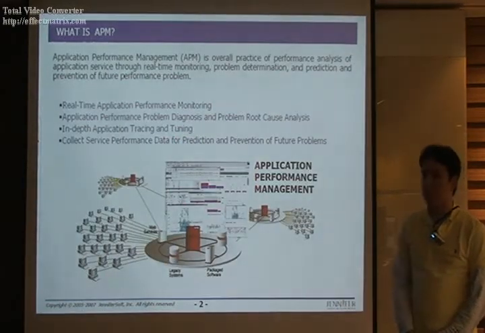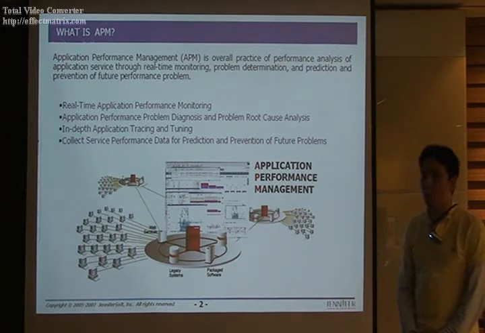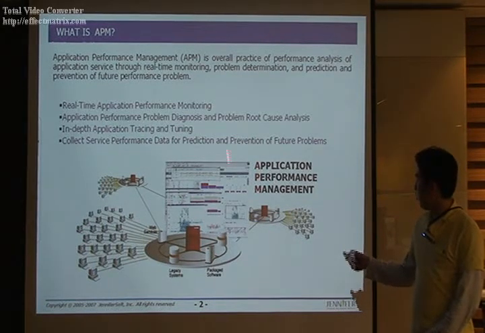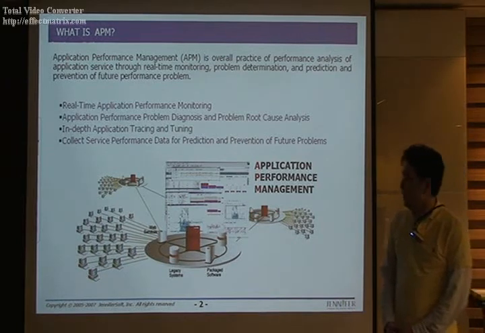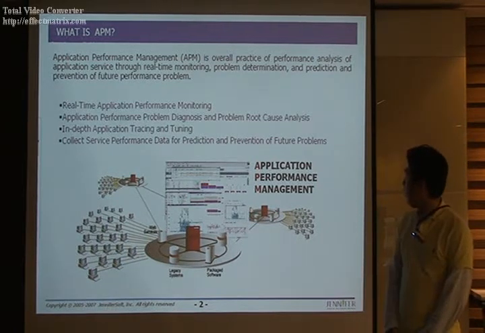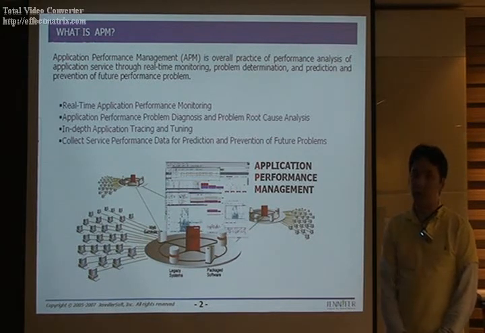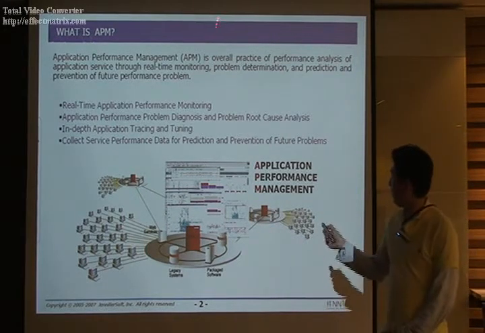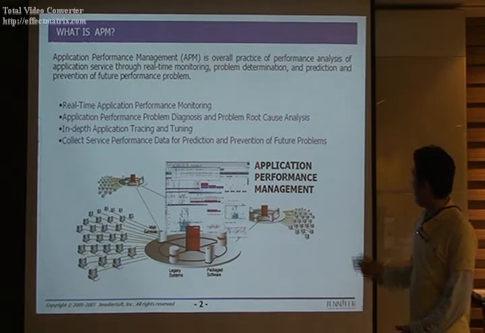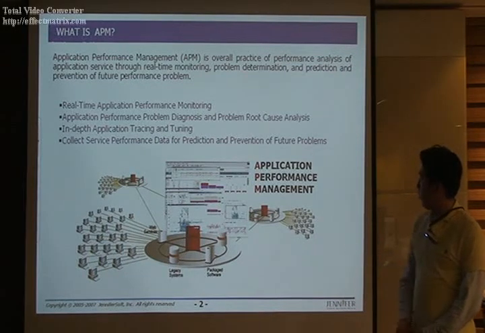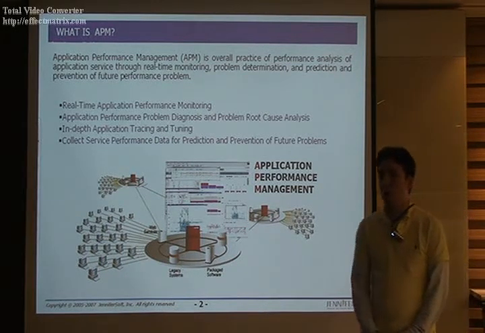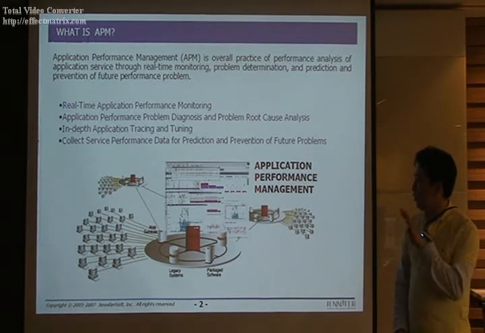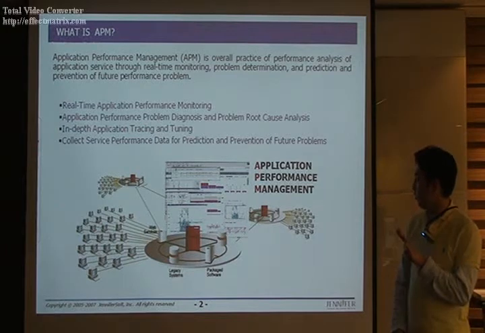Before we discuss Jennifer in depth, I would like to first of all go over what APM is. APM stands for Application Performance Management. APM is an overall practice of performance analysis about the application services through real-time monitoring, problem determination, prediction, and prevention of future performance problems.